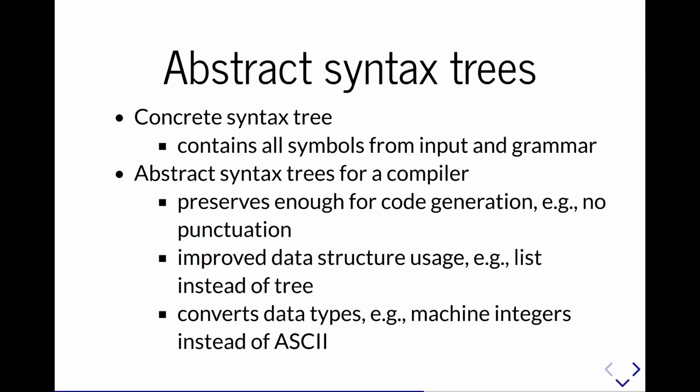We're also going to do some other tricks to improve how the data structures are storing information. So instead of having a tree structure for, say, declaration lists, we're going to turn that into an actual linked list instead of a nested tree. And we're going to be doing data type conversions. So instead of keeping the ASCII symbols for numbers, we'll just convert them during our AST generation.